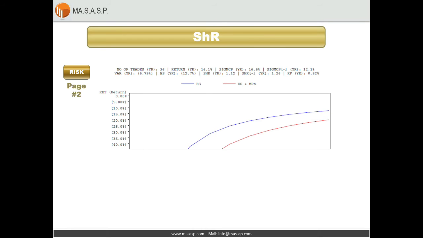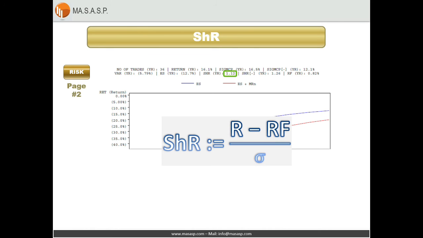We assess, in fact, the risk-return trade-off by means of the Sharpe ratio, whose abbreviation is SHR, which is reported at page 2, and which is defined as follows. The system return minus the risk-free rate divided by the system volatility expressed as the standard deviation. All said estimates are annual estimates.